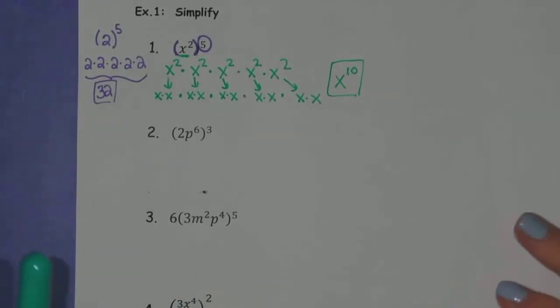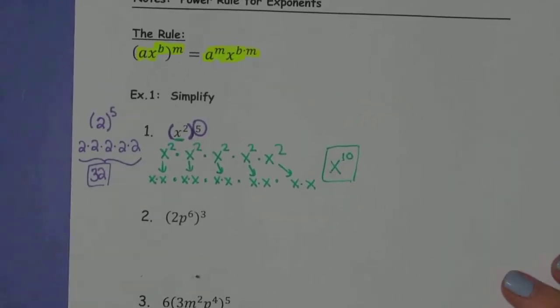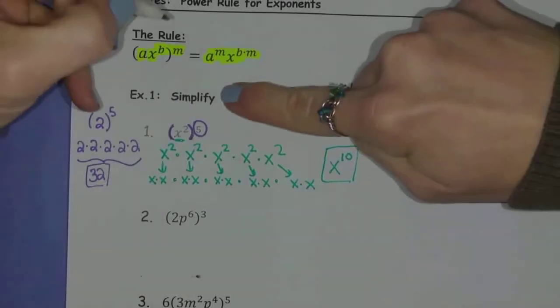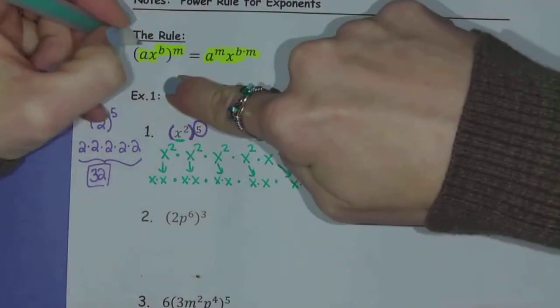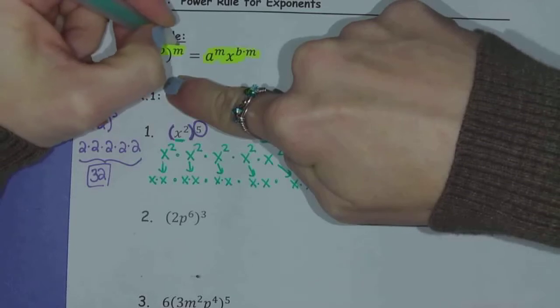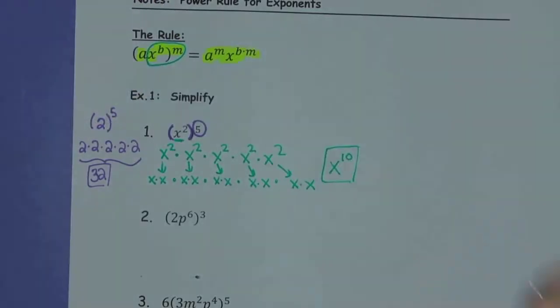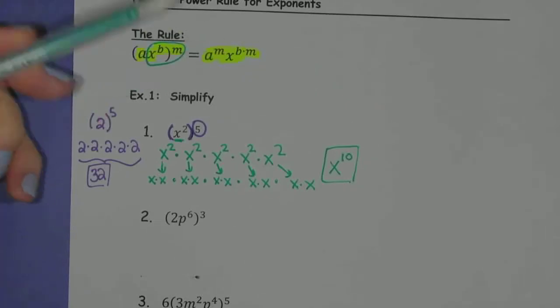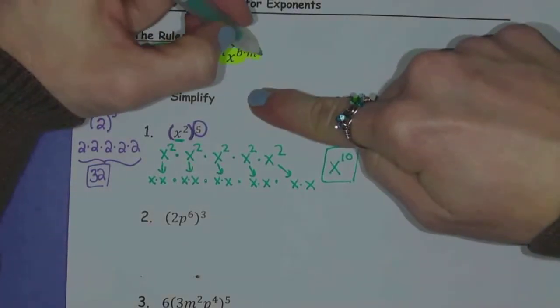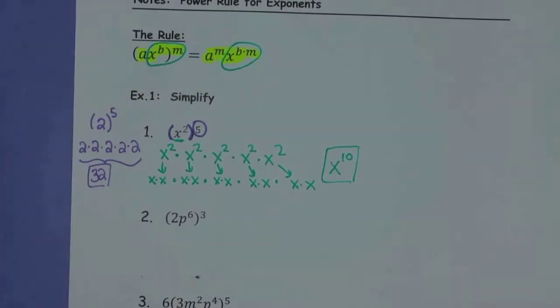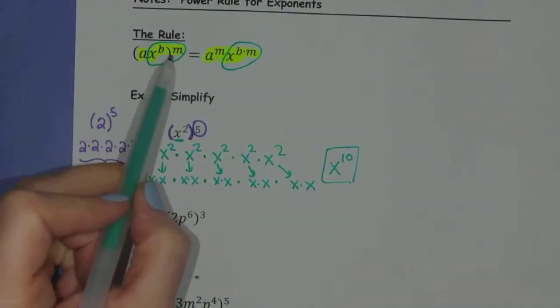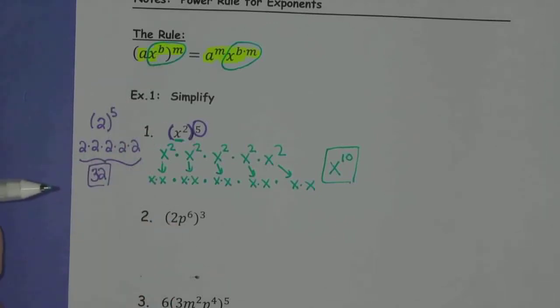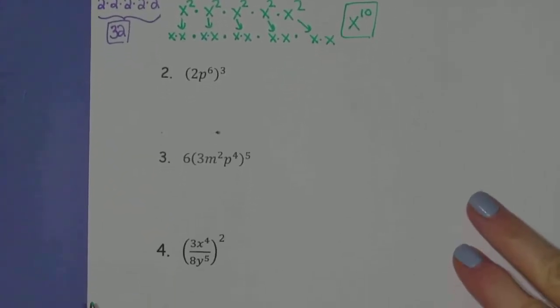But that's a shortcut. That really is showing this part right here of the rule. So forget the a for right now. We didn't have the a. Just focus on this part right here. We just had an x squared, and we raised it to the 5th. So that kind of takes care of why this part becomes x raised to the b times m, or in this case it was 2 times 5. In the next example, we'll get a coefficient and kind of explain how that works. So let's move down to example 2.